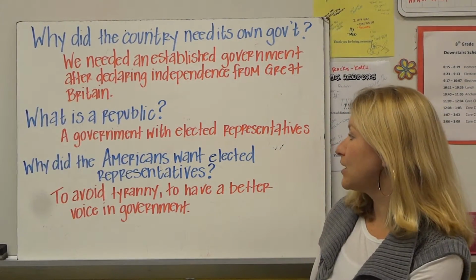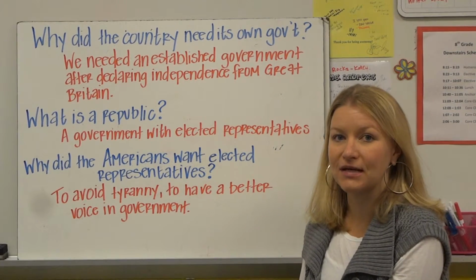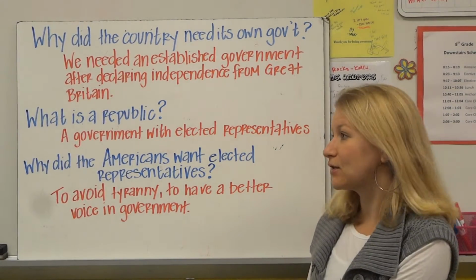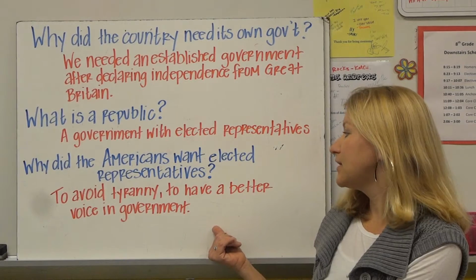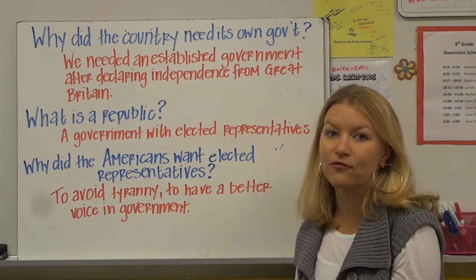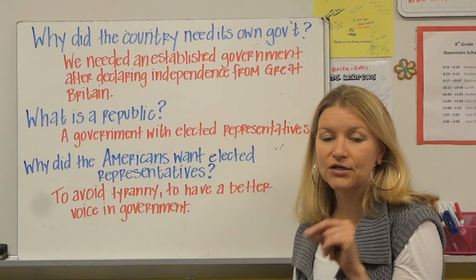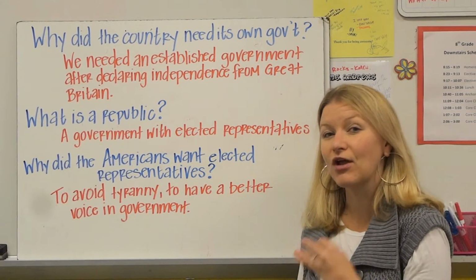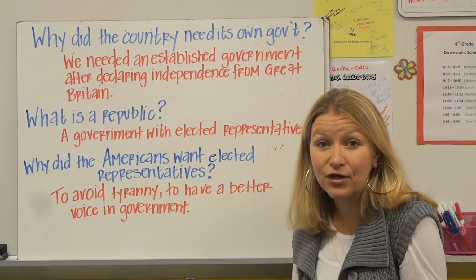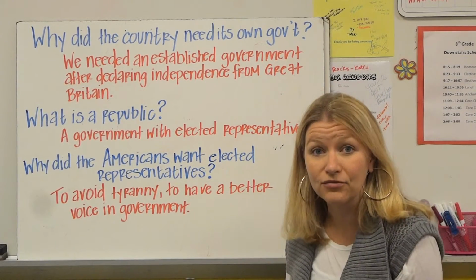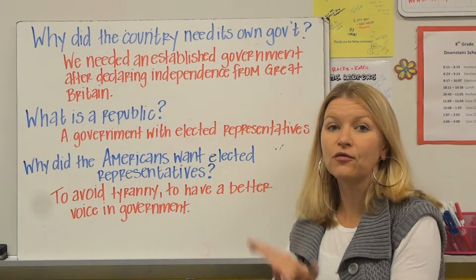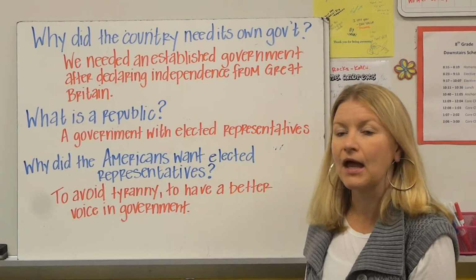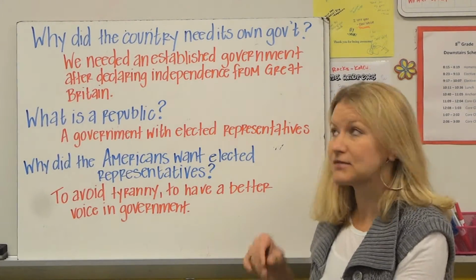Third, why did the Americans want elected representatives? We've already touched base on this a little bit as well. They wanted to avoid tyranny and they wanted to have a better voice in government. Remember that tyranny is that idea that your leader is taking advantage of you. They're not doing the best things that they can for you. They might be stealing your money through taxes. So we wanted to avoid all of those things that the king had done to us in the past.